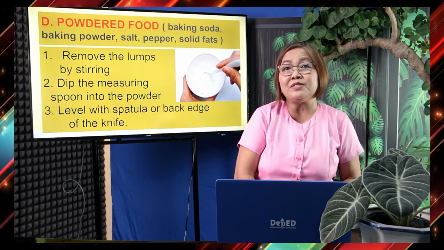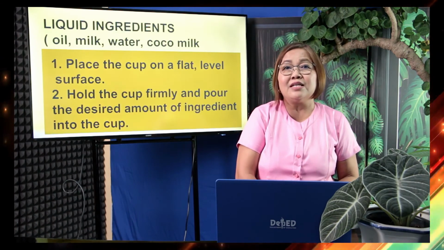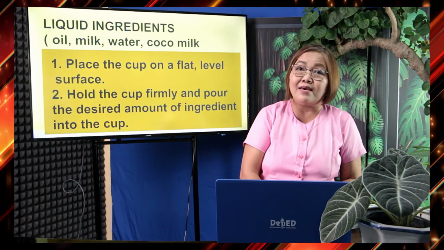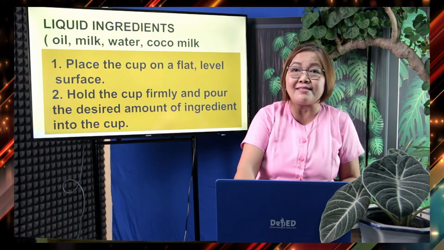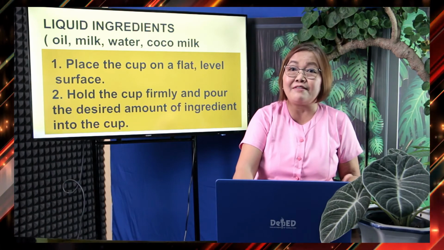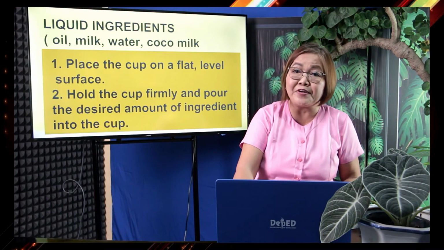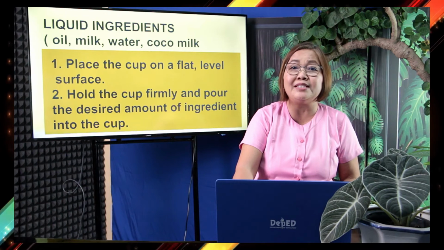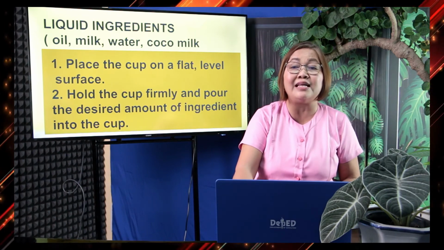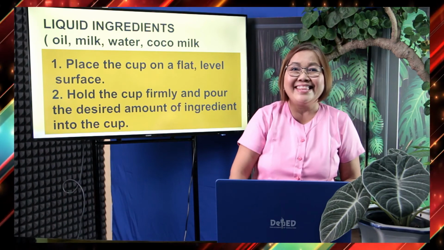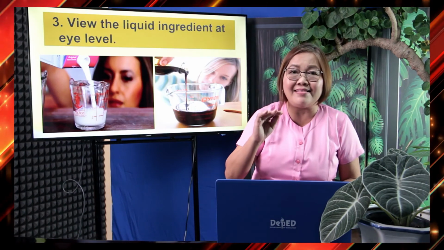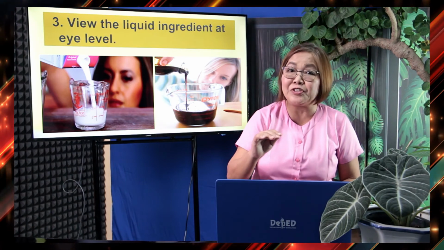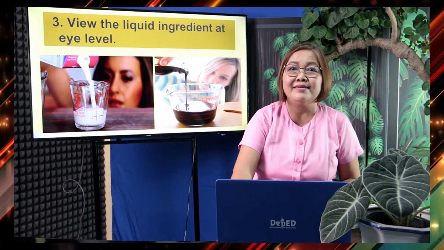Now, this time we'll proceed to the liquid ingredients. For liquid ingredients like oil, milk, water, cocoa milk, place the cup on a flat, level surface. Then after that, hold the cup firmly and pour the desired amount of ingredients into the cup. Next is to view the liquid ingredients at eye level to make sure that your measurement is accurate.